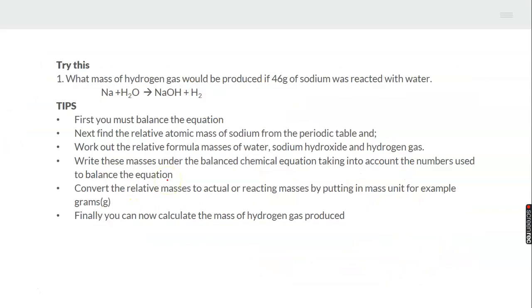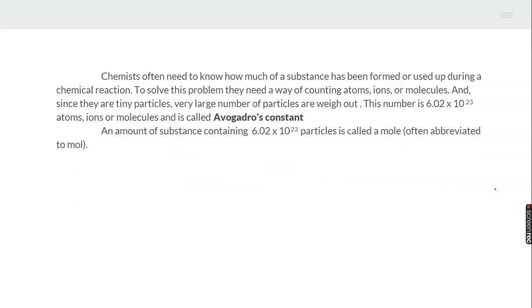So when you're talking of actual or reacting mass, you are talking of adding the units like grams there. Okay, the final part is that you can now calculate what mass of hydrogen gas is produced, just like we calculated the mass of carbon produced at the other side. So follow that procedure and do it.